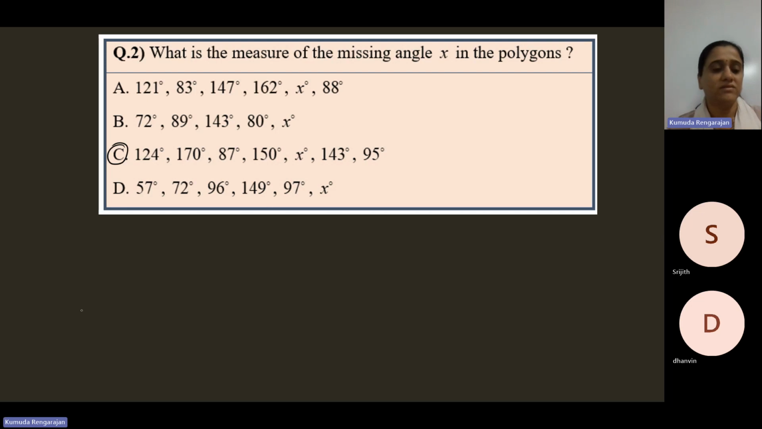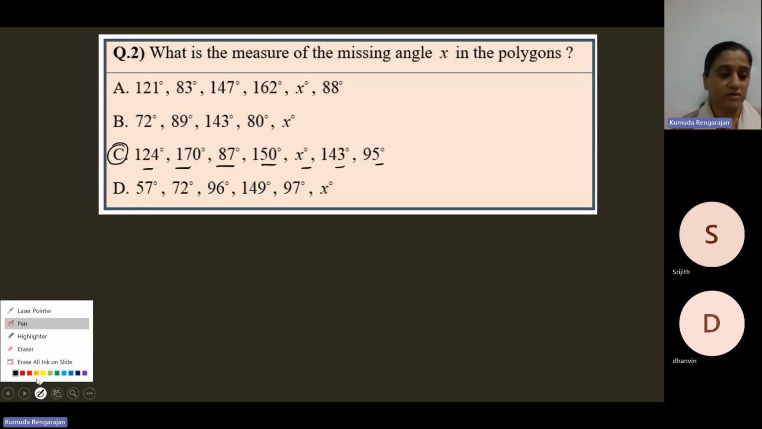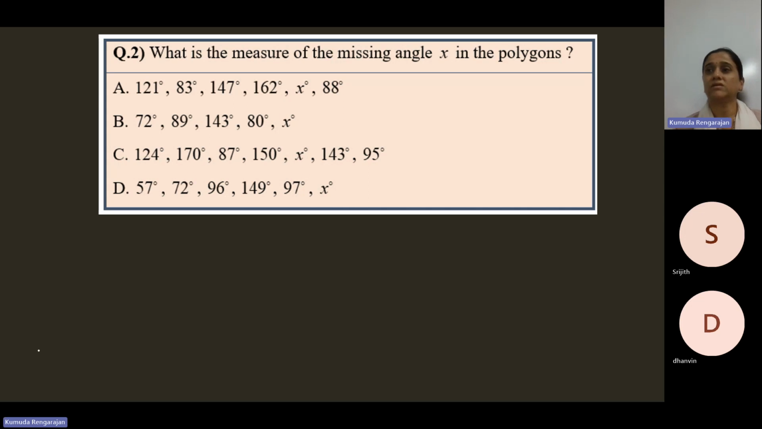So how many angles? 1, 2, 3, 4, 5, 6, 7 angles. How much? 900. Yeah.